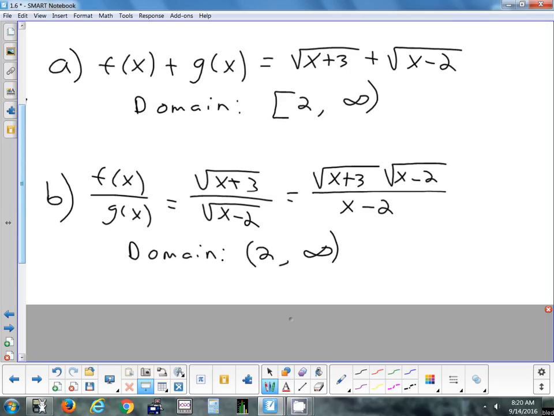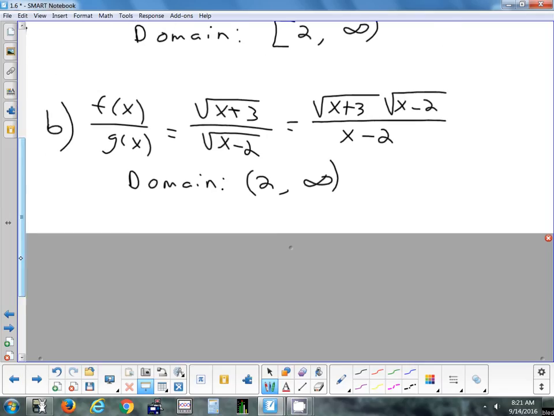Now, why parenthesis on the 2 here, but a bracket up above? Because you can't have a 0 on the bottom. Right, because we created a new fraction by division, we have one extra thing we need to check, and that is, did we divide by 0? If you use 2, you would. Okay, so this time it's parenthesis 2 to infinity. Questions on that?